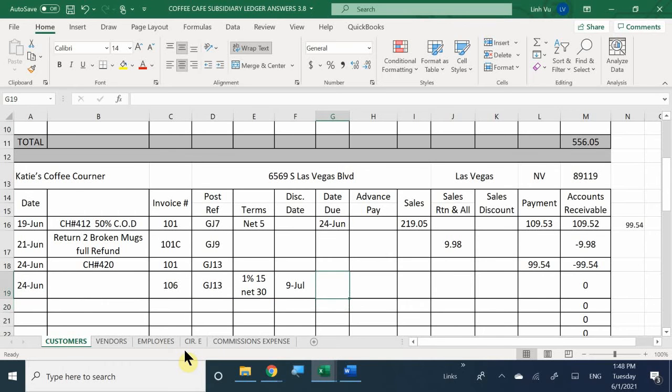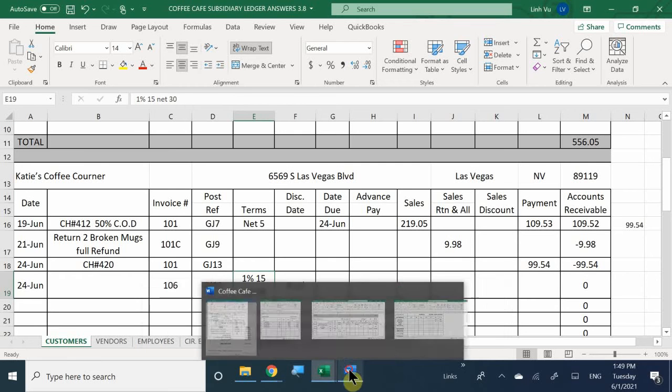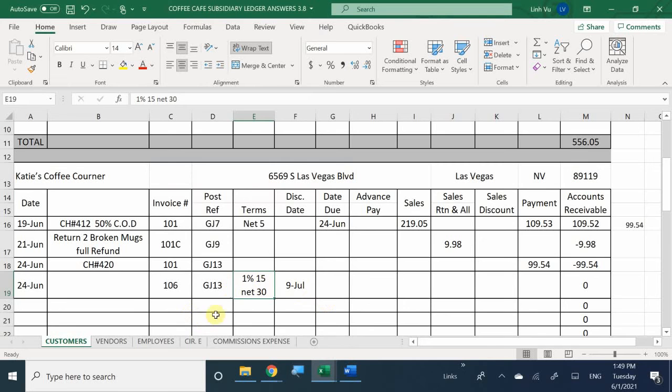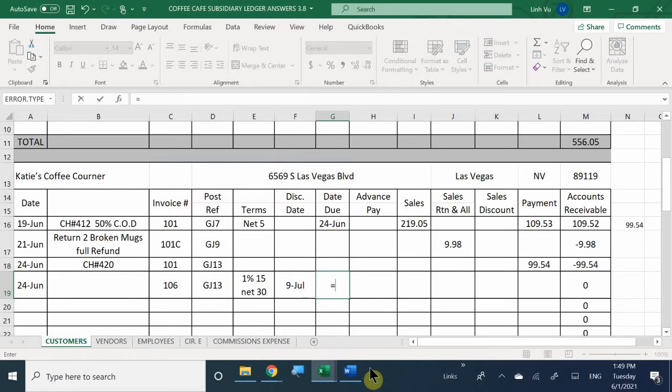Is it 10 or 15 days? Oh, 15. I did 10. Okay. Well, let's double check. 15 days, net 30. All right. It'll be 7/14. No, subtract 5 days. The 9th, 7/9. Yeah. And the due date would be 7/24. 7/24, good. Okay.